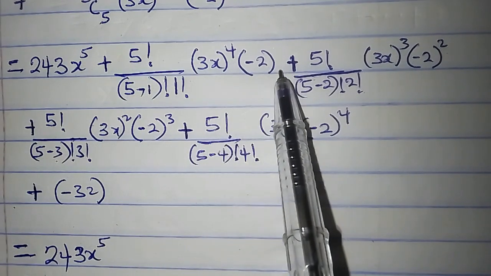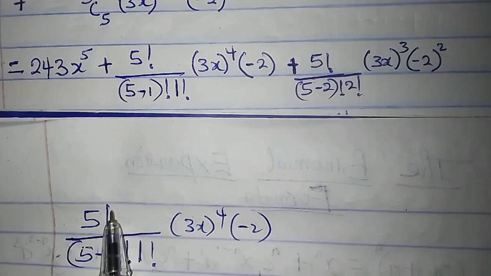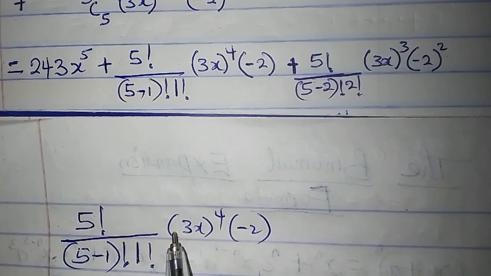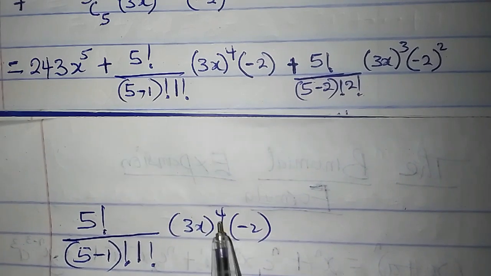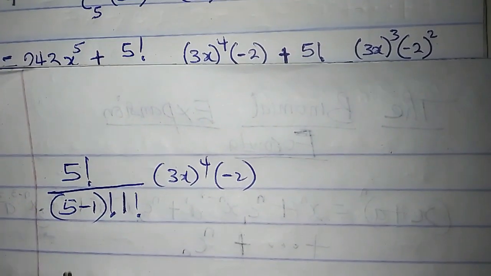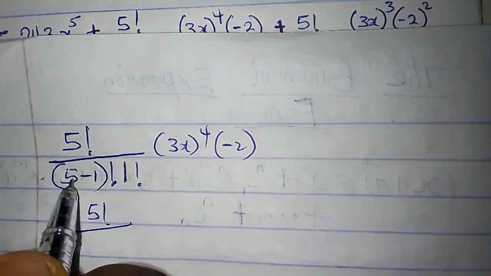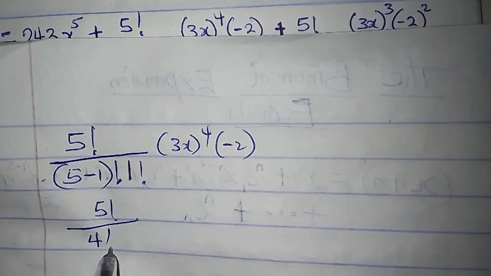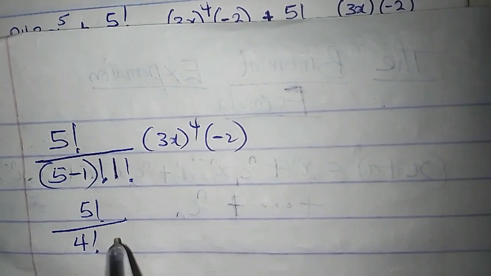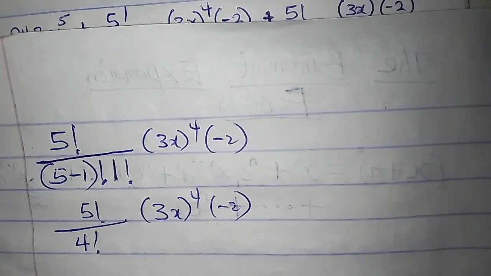Now, I want to simplify everything here. Just watch. So here we have 5 factorial all over 5 minus 1 factorial times 1 factorial times 3x to the power of 4 times minus 2. Let's simplify it here. 5 factorial divided by 5 minus 1, which is 4, so we have 4 factorial. 1 factorial is 1. Take note. Then times the 3x to the power of 4 minus 2.